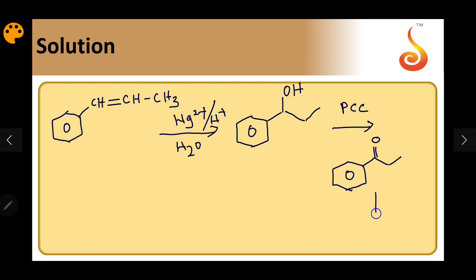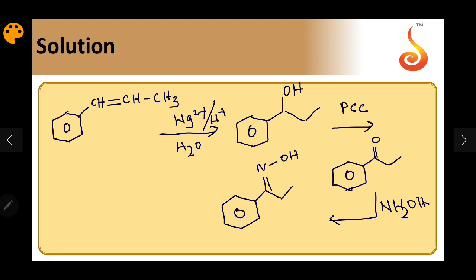Then you are reacting this with NH2OH. NH2OH means it forms oxime, C=NOH. So it can form syn and anti oximes. Then after this, the step is acid medium. So it undergoes what is called Beckmann rearrangement. So we'll see the solution for the Beckmann rearrangement part. So we have benzene and ethyl in the oxime.